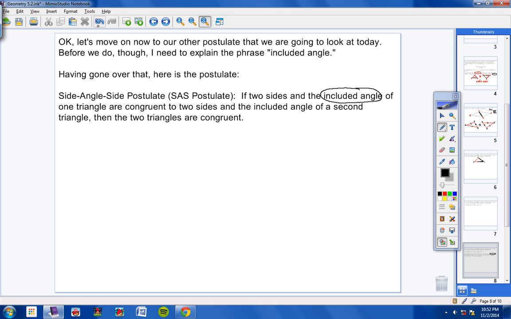So go ahead and copy this in your notes. You are responsible for this. You do need to know this, okay? So copy this down. This is the side angle side postulate. If two sides and the included angle of one triangle are congruent to two sides and the included angle of a second triangle, then the two triangles are congruent. Okay, let me show you what this means, all right? Take some really good notes on this, guys. Here we go.